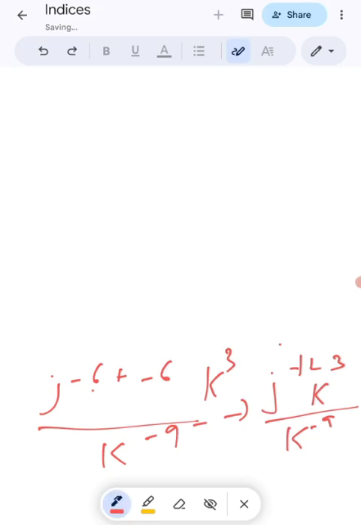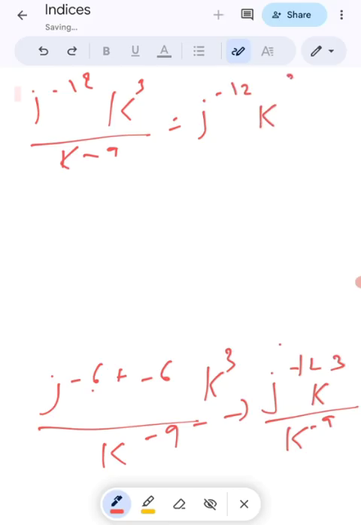Now here in the question, when I had j^-12 k^3 upon k^-9, in the question there is no other j, so j^-12 is kept as it is.